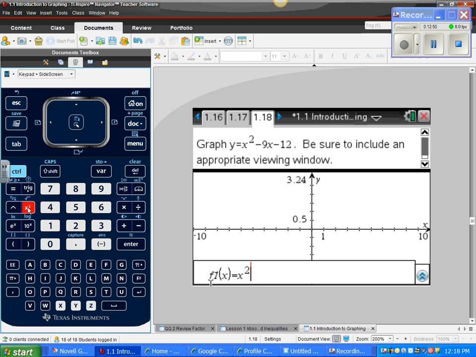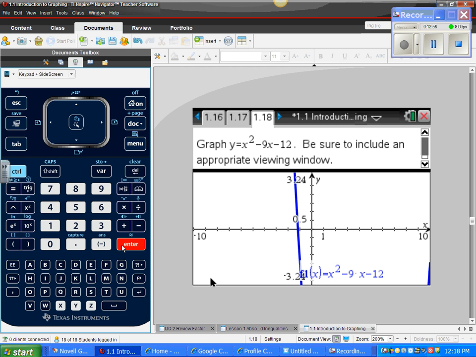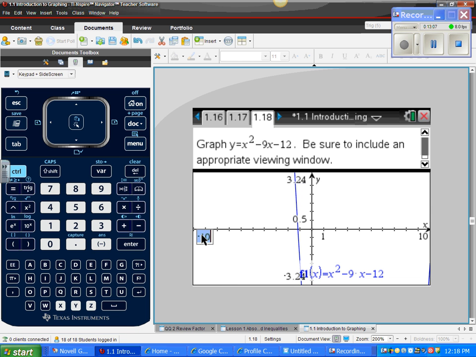x squared minus 9x minus 12. And go ahead and hit Enter. If you notice that this viewing window doesn't look right, we want to adjust it. If you remember from last year, all we have to do to adjust it is double click on our window ranges and adjust them from here.